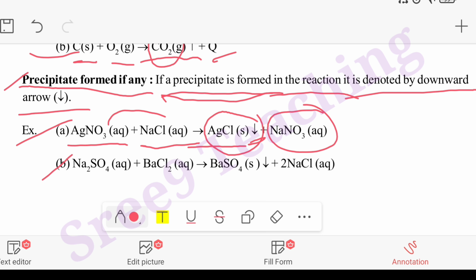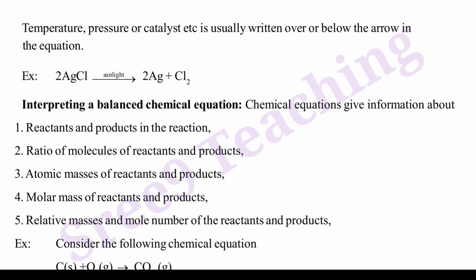Now let us see the second example: Na2SO4, sodium sulfate, aqueous solution, plus BaCl2, barium chloride. When they are mixed, they give rise to BaSO4, barium sulfate, which is denoted by a downward arrow mark. It is also a precipitate, plus NaCl, which is aqueous. So in both examples we have seen a downward arrow, which denotes that a precipitate is formed in the reaction. Got it? Yes. Now see on the screen: temperature, pressure or catalyst, etc. is usually written over or below the arrow in the equation.